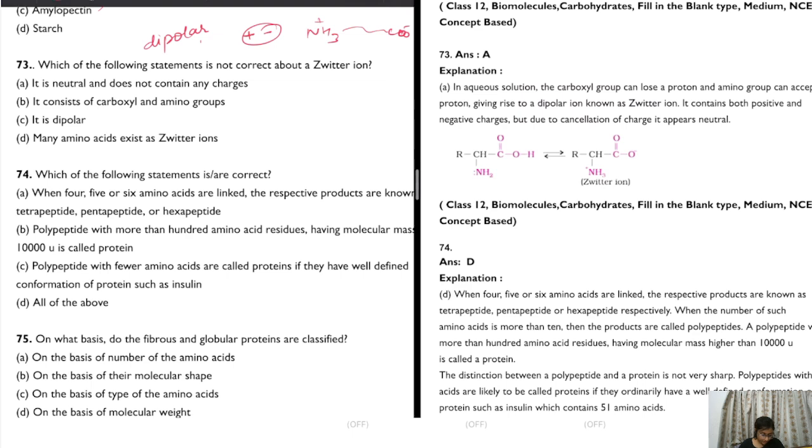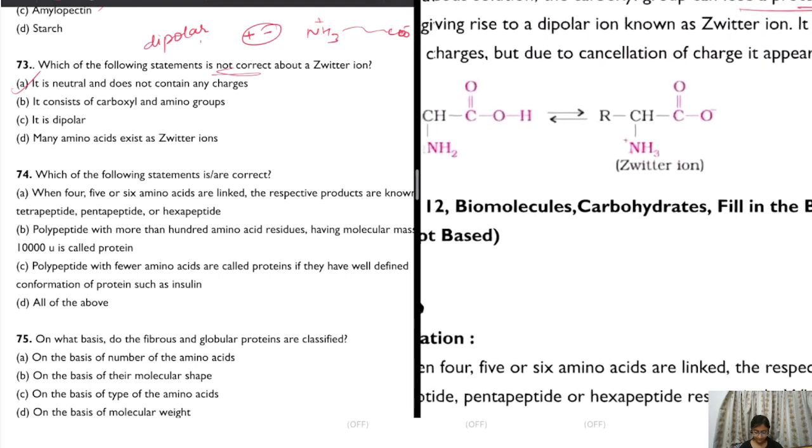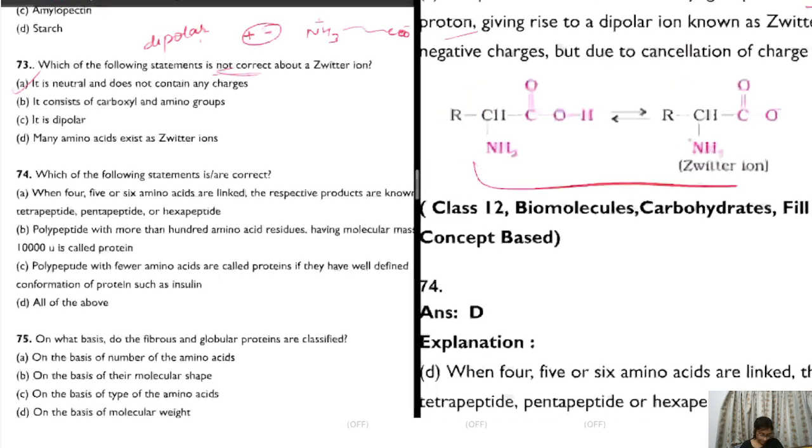It is neutral and does not contain any charges, and we have to tell which is not correct. So first, we got the answer in option A only. In aqueous solution, carboxyl group can lose a proton and amino acid can accept a proton. So giving rise to a dipolar species which will look like this. Now let's see the next question.